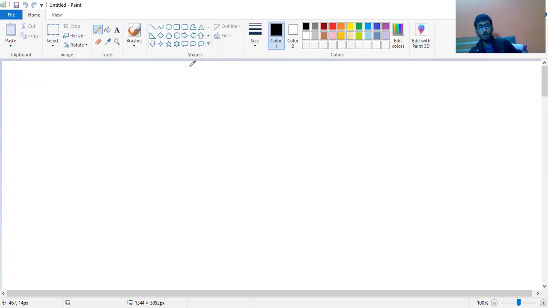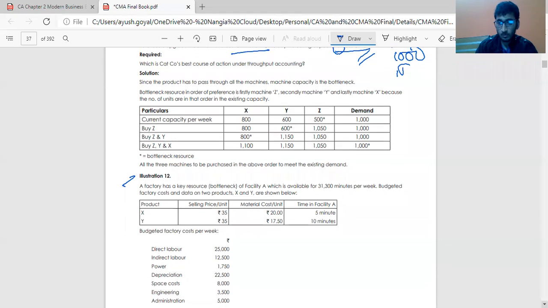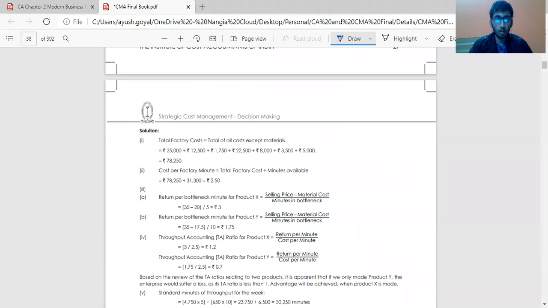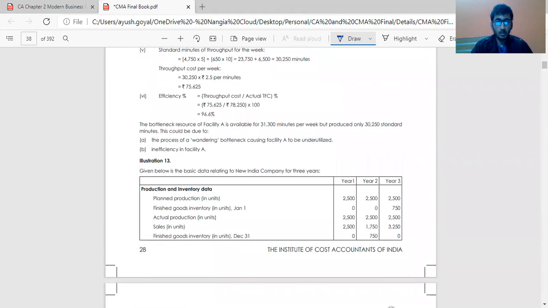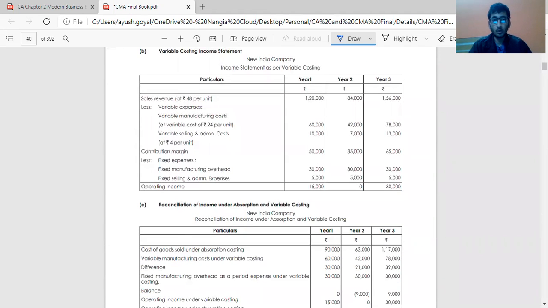I have saved this and I'll upload it in the resource section. Now let me come back to this. Now the 12th question. Look, I'll only describe the 12th question orally, and I want you guys to solve 13 and 14 as well. I want you to solve all these questions 12, 13, 14, and then come back to me. If you have any doubt, you can simply mail me and I'll try to resolve your doubt.